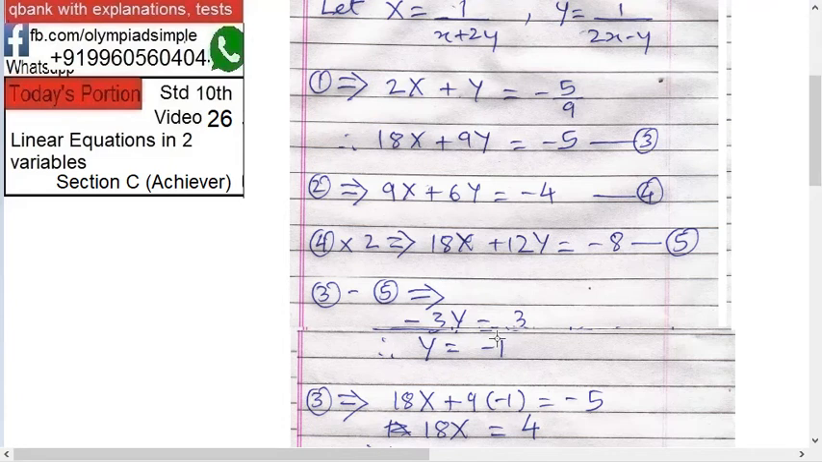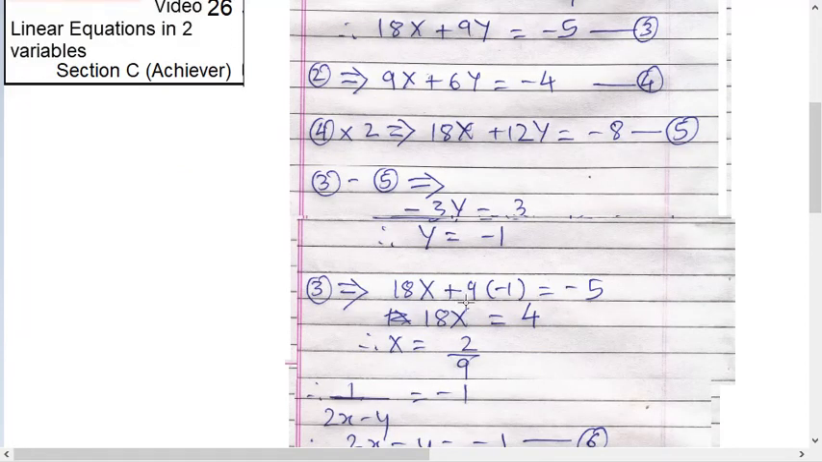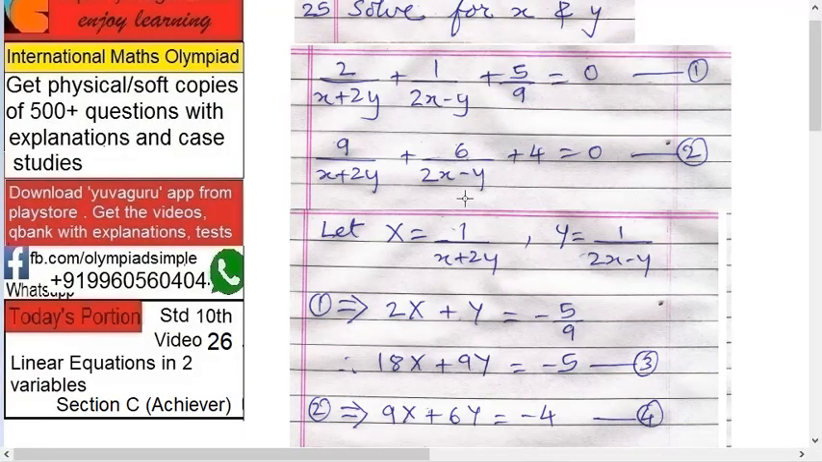Now put this in 3. You get 18X plus 9 into minus 1 equals to minus 5. Therefore 18X equals to 4, X equals to 2 by 9. Now we got capital X and capital Y. But what is capital X and what is capital Y? We have seen, we have put it over here. So put the real values now.